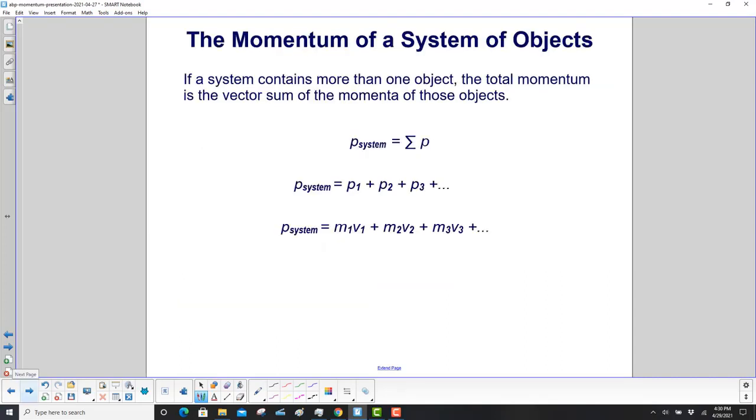If a system contains more than one object, the total momentum is the vector sum of the momenta of those objects. So the momentum of the system is equal to the sum of each individual momentum. So let's say in this case we have three of them, P1 plus P2 plus P3. It would be m1v1, m2v2 plus m3v3. And again, these are vectors, so we have to worry about the direction. And then this means you can add any amount of momenta to your problem and solve it for that also.